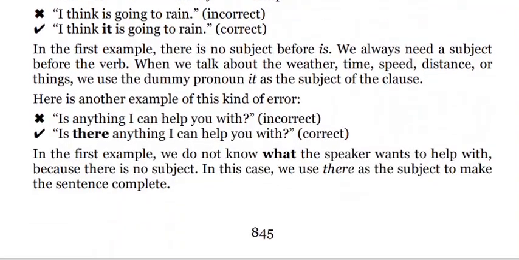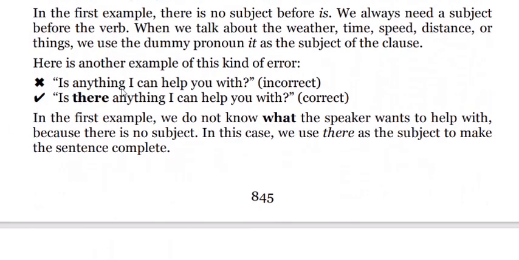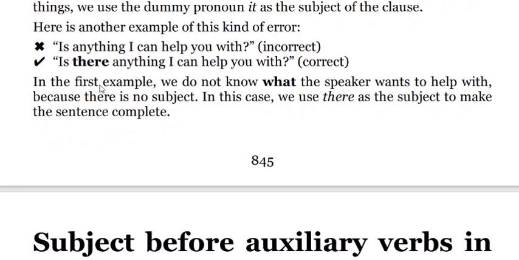Here is an example. "Is anything I can help you with?" Think. "Is there anything I can help you with?" In the first example, we do not know what the speaker wants to help with because there is no subject. In this case, we use "there" as a subject to make the sentence complete. Okay. As you see, "Is anything?" It is not a complete sense. "Is there anything?" It is a complete sense.